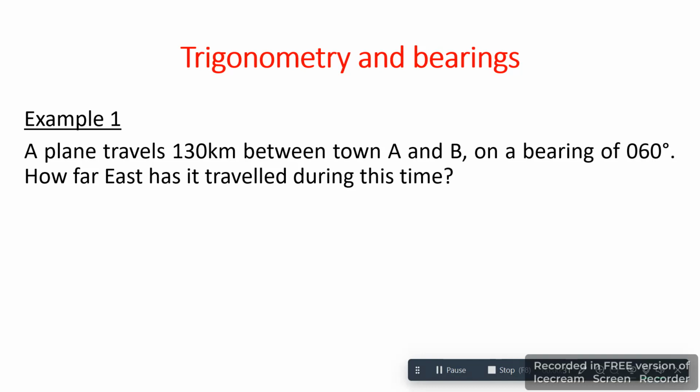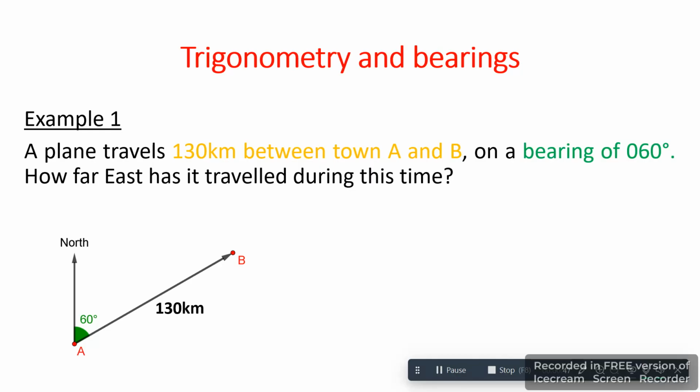A plane travels 130 kilometers between town A and town B. So I'm going to draw a diagram to help me get my head into this problem. It is traveling on a bearing of 060 degrees. Now we always put north from our start point, which is town A, and bearings are measured clockwise from north. So this angle in here is 60 degrees.